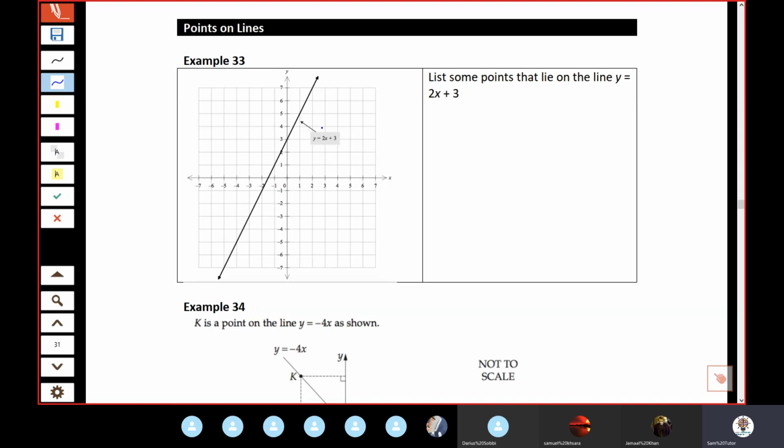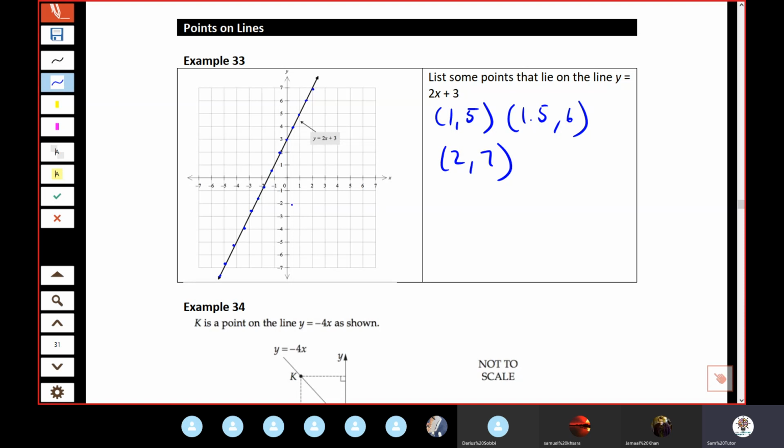All you're trying to see is that if a point lies on the line, then it must satisfy the equation. And you'll see what that means in a second. So list some points that lie on this line. I don't know, you could have said 1 and 5. You could have said 1.5 and 6. You could have said 2 and 7. And I think you guys get the idea.